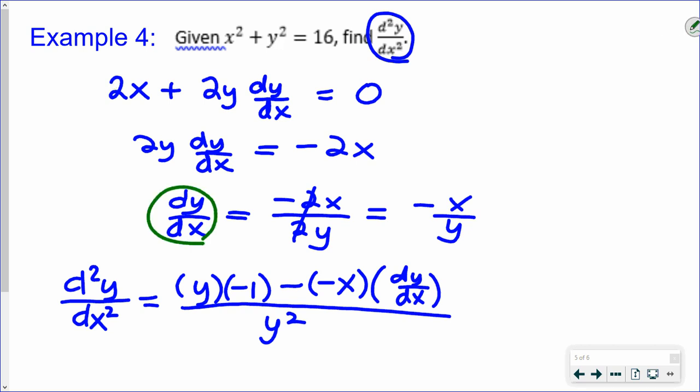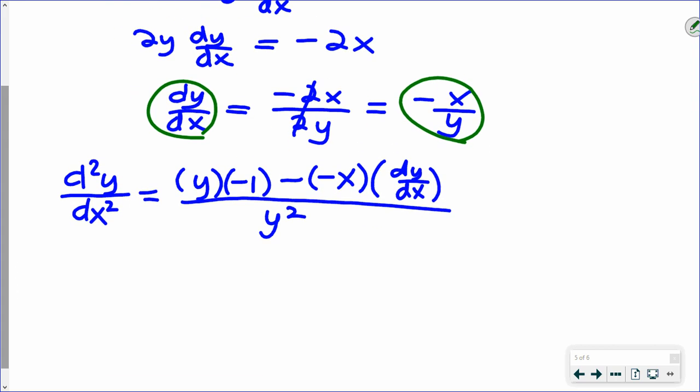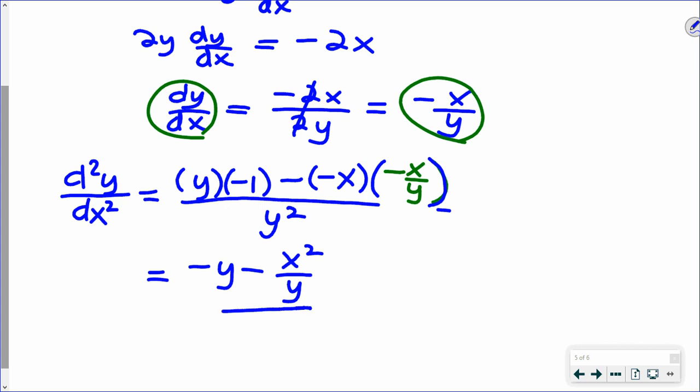Dy over dx equals negative x over y. So anytime you're finding a second derivative implicitly, eventually you want to replace the dy over dx with what you found that to equal, okay? Previously, don't leave it as dy over dx. All right, and then we'll just do some simplifying. So let's see, we end up with negative y minus x squared over y, okay, all over y squared.